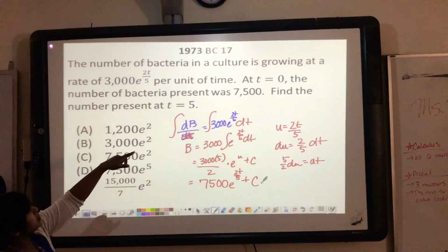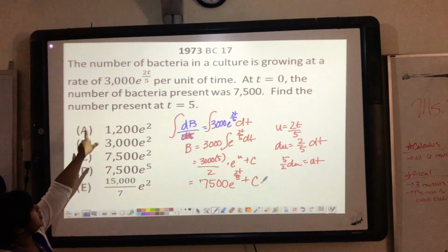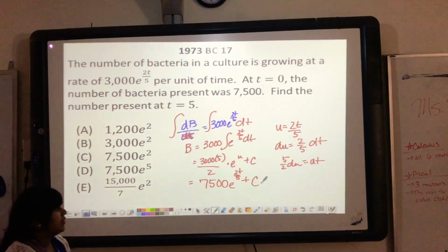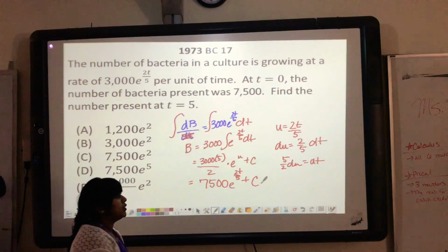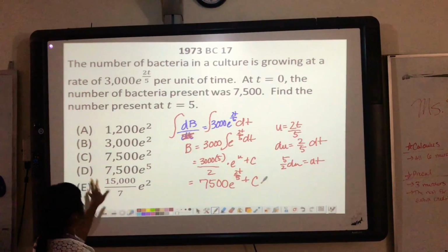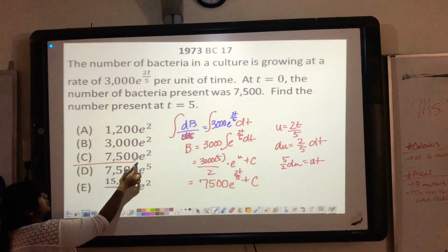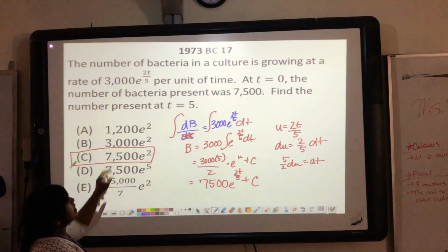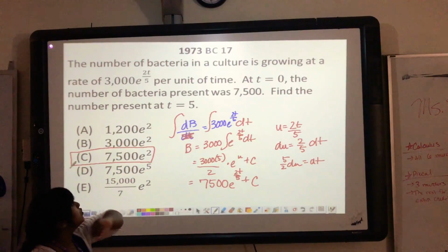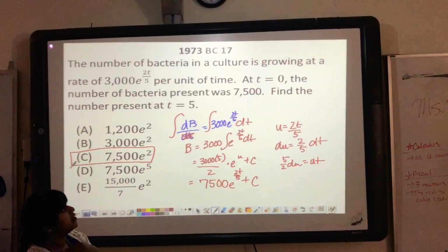Okay, and then it wants us to find the number present at t equals 5. So I plug in the 5, those are going to disappear, and I'm just going to be left with e squared. And so we come here and we look, we have an answer right here, 7,500 times e squared. Again, we had that same information: at t equals 0, the number of bacteria present was 7,500.